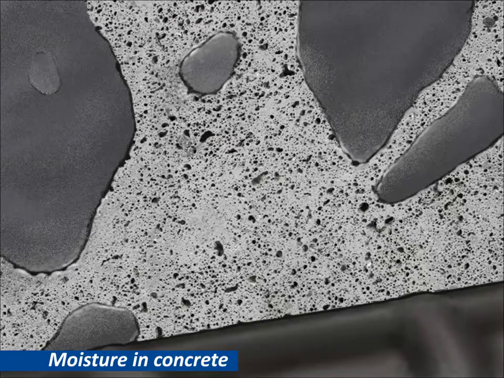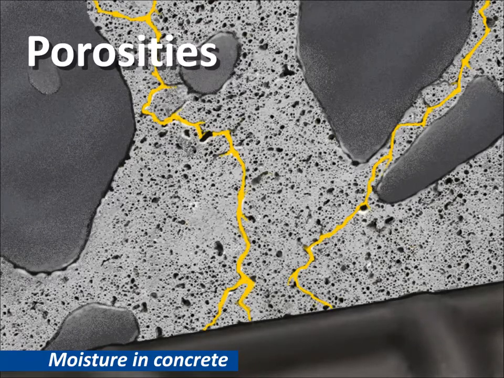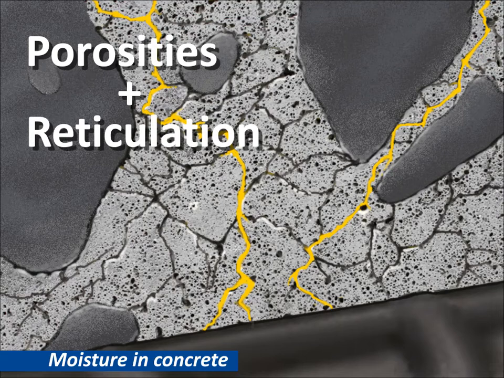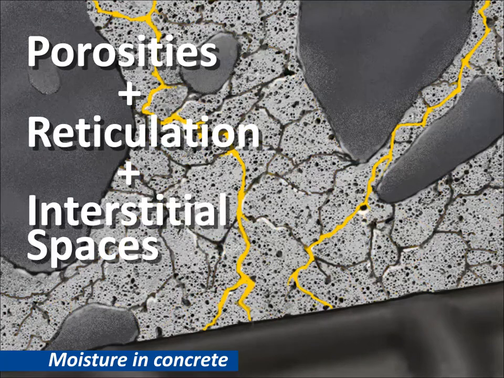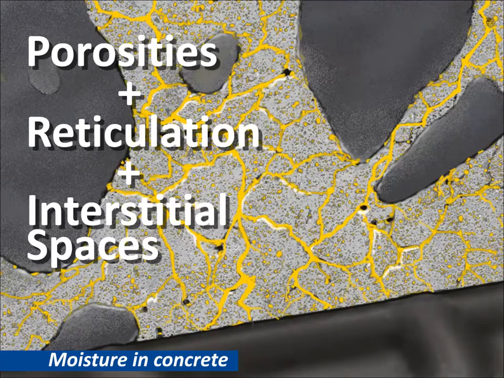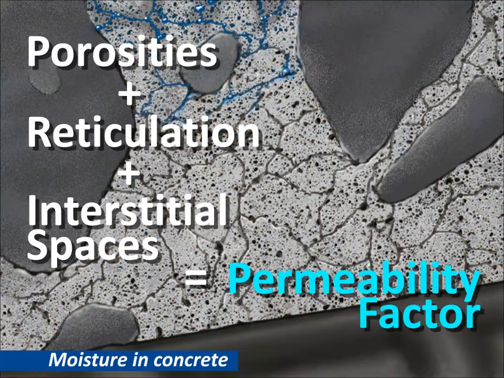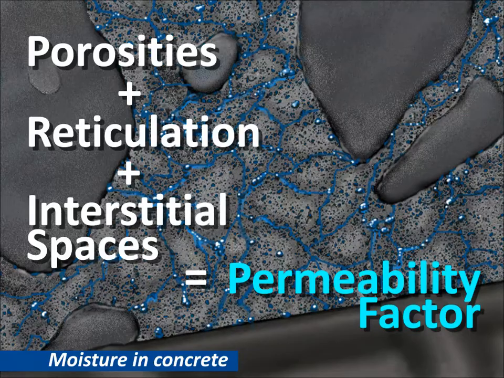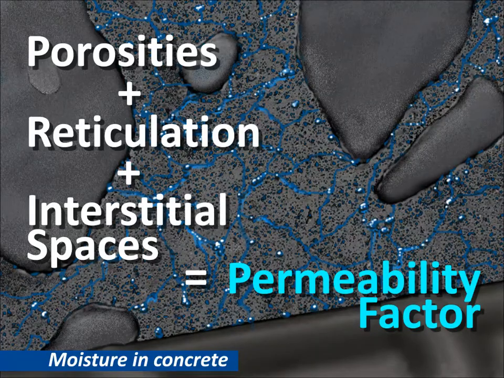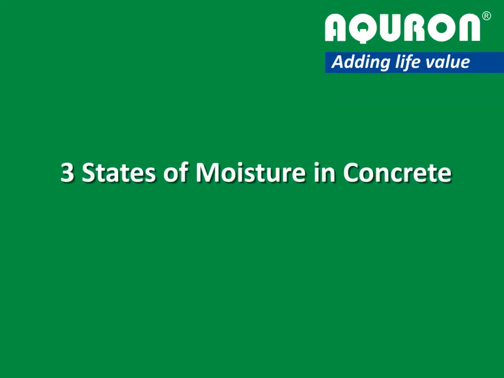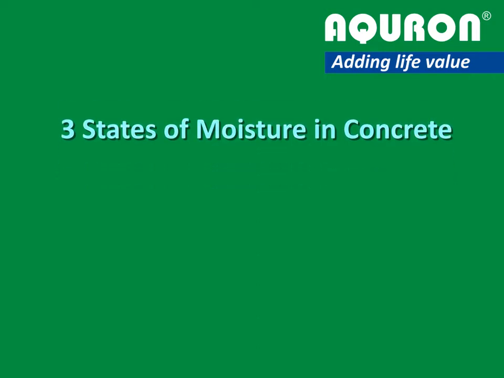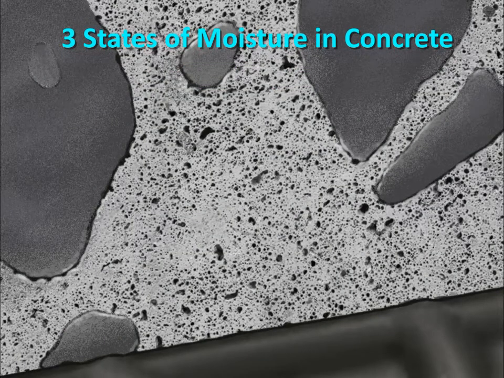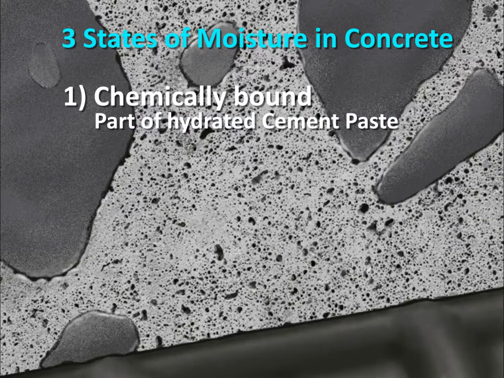The concrete matrix is made up of porosities, reticulation, and interstitial spaces. These three things all create the permeability factor of the concrete matrix. We must understand that there are three states of moisture in concrete. The first is chemically bound, part of the cement paste.